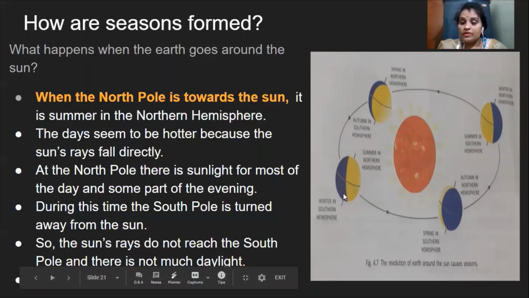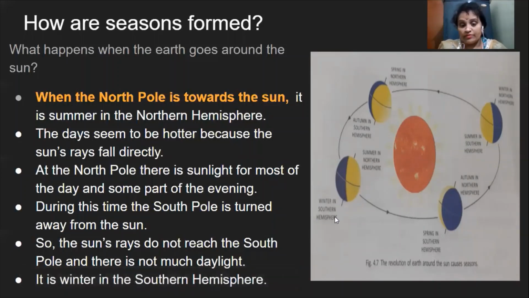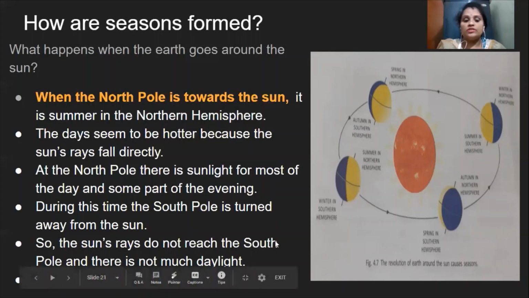Here, when the North Pole is toward the sun, the South Pole is away from the sun. At this time, the sun's rays do not reach the South Pole and there is not much daylight. It is away from the sun, right? That is the reason why the sun's rays do not reach the South Pole directly, and it does not have much daylight. So it is winter in the southern hemisphere.